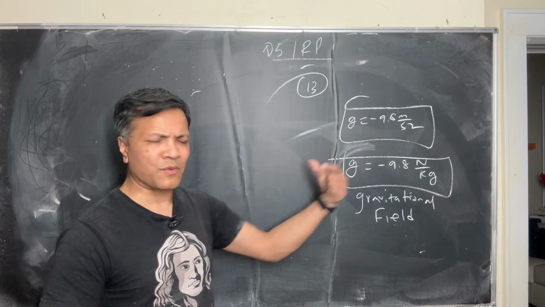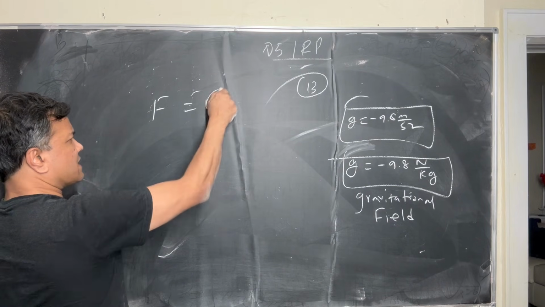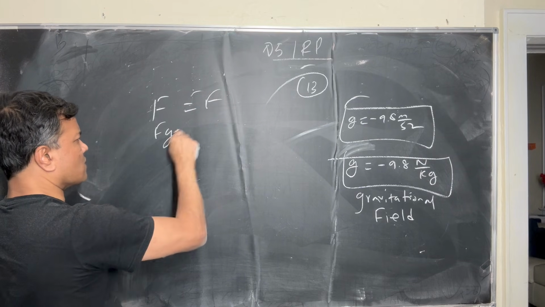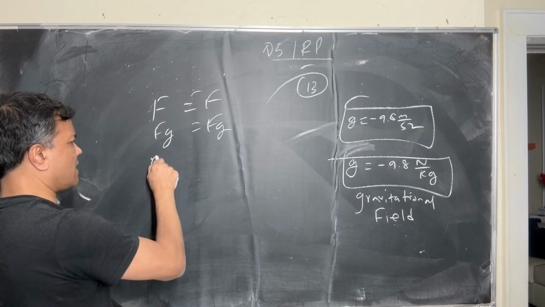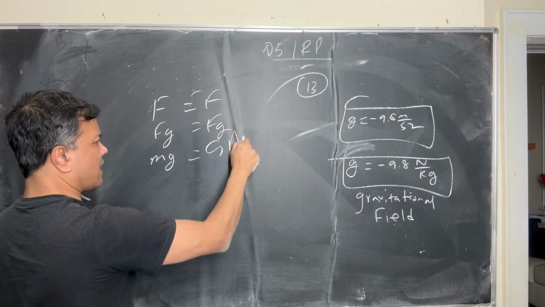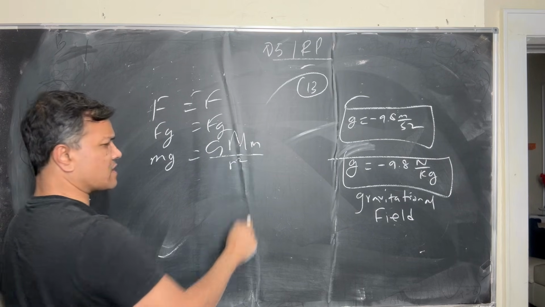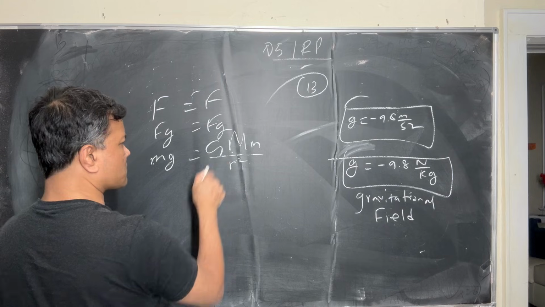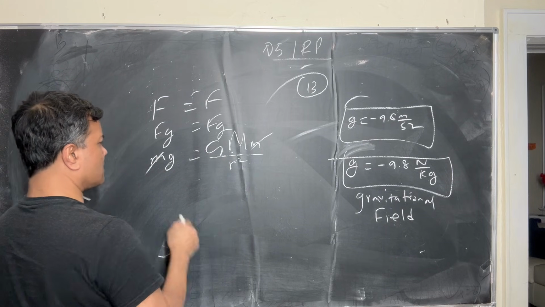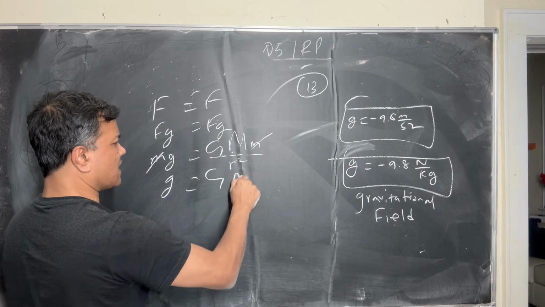Where did the equation come from? Here. F is equal to F, nothing can go wrong with that. Fg is equal to Fg, also nothing can go wrong with that. Mg is equal to G big M small m over r squared, also nothing can go wrong with that. Because this is Newton, this is Newton, cancel. So g is G big M over r squared.